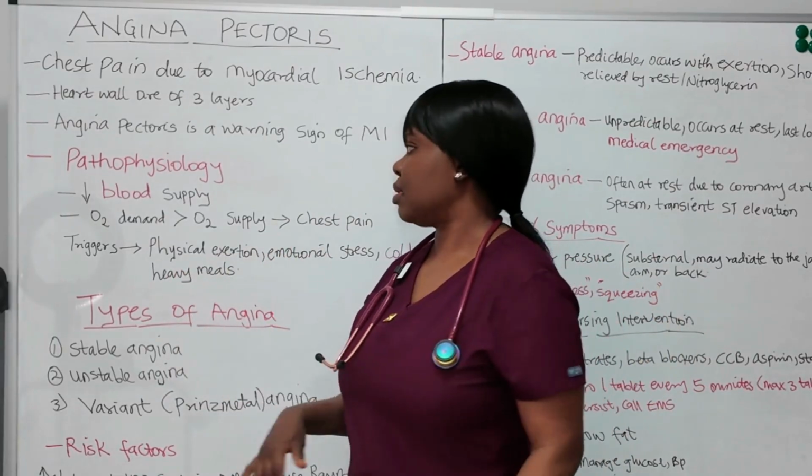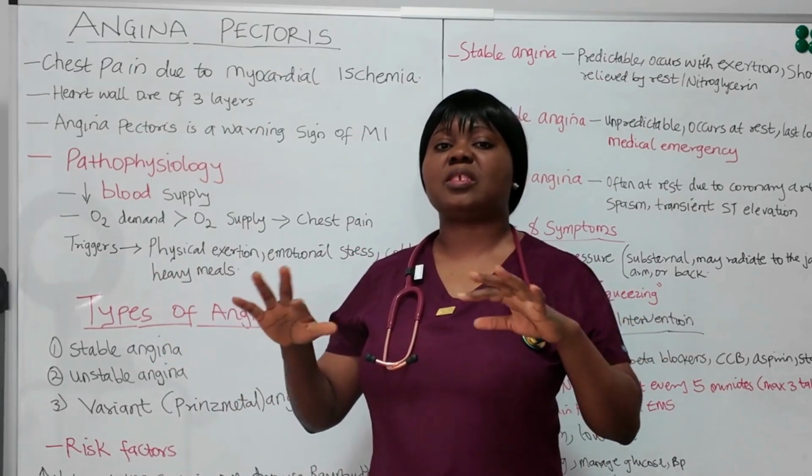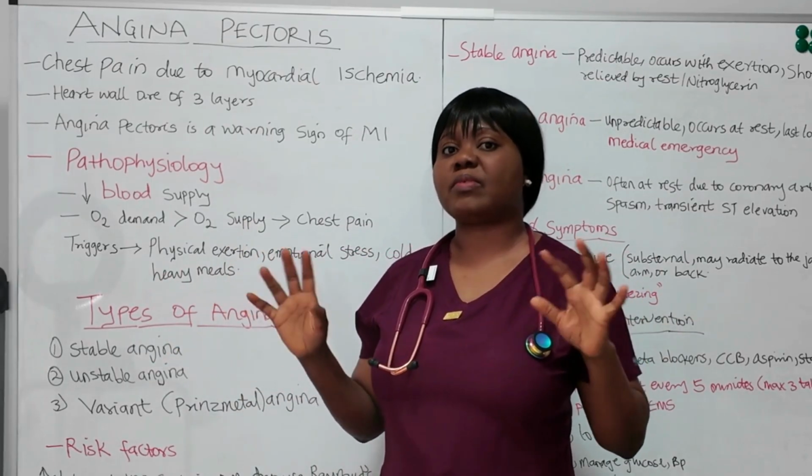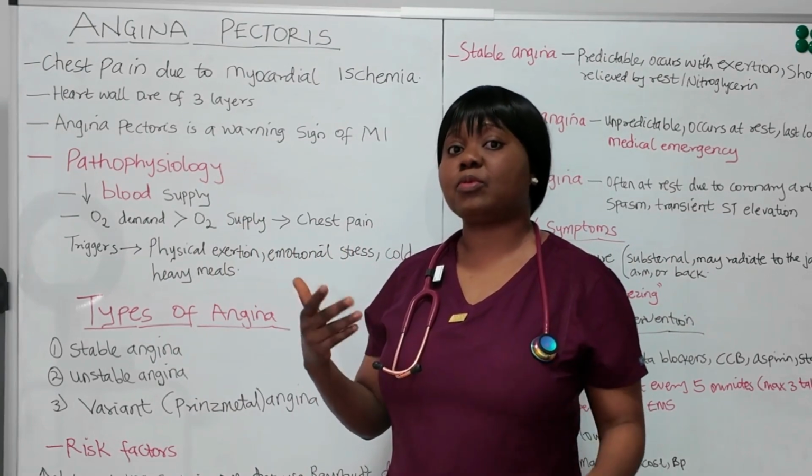So the pathophysiology of angina pectoris begins with decreased blood supply to that particular part of the muscles of the heart. The major cause of this decreased blood supply is atherosclerosis, where there's a buildup of fatty plaque in the walls of the artery. With time, it narrows that artery and blood is not able to flow through properly.